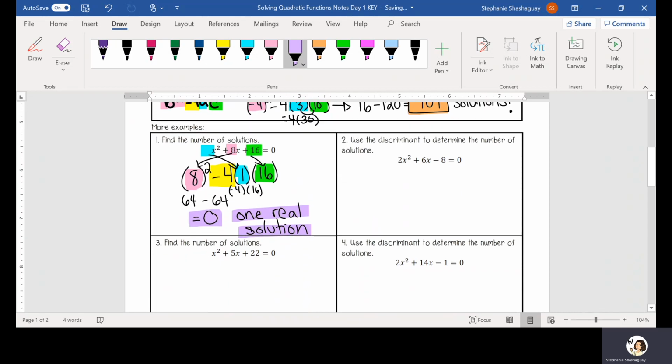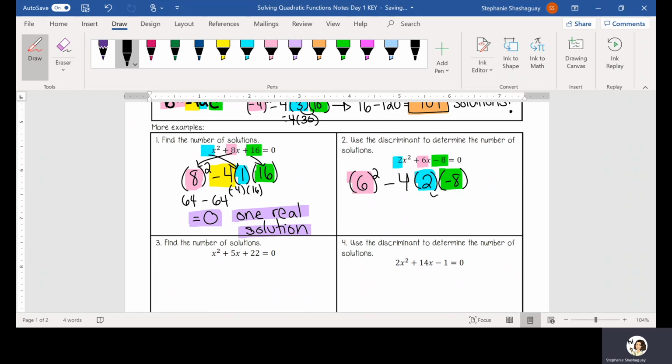All right, number 2, use the discriminant to determine the number of solutions. So here again, we have our A term, our B term, and our C term, and we're going to plug that into our discriminant formula, which is going to be 6 squared. So it's B squared minus 4 multiplied by A and multiplied by C. So my A is going to go here, and my C is going to go here. So multiplied by 2 and multiplied by negative 8.